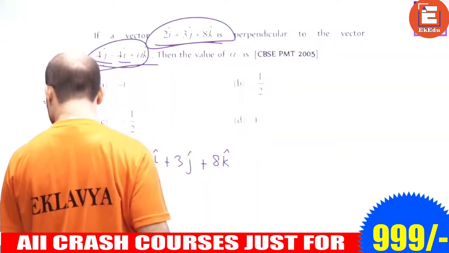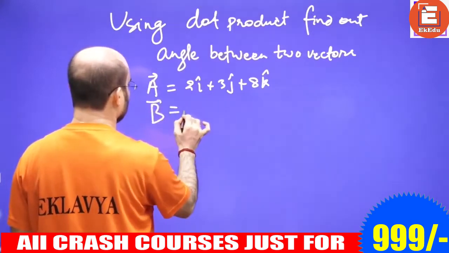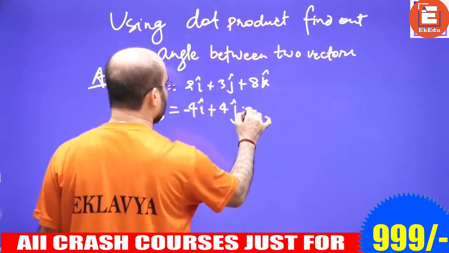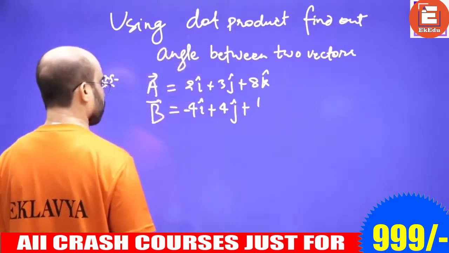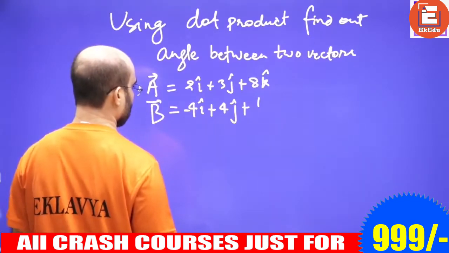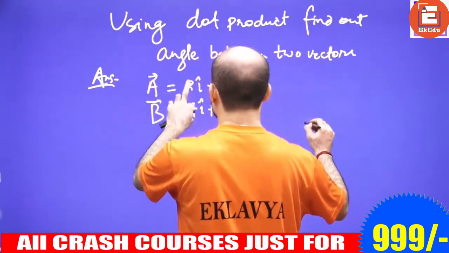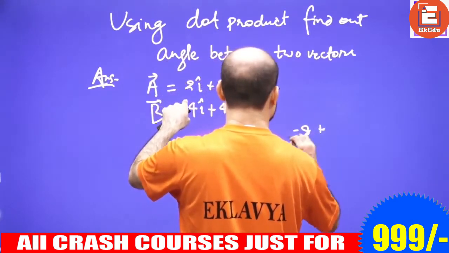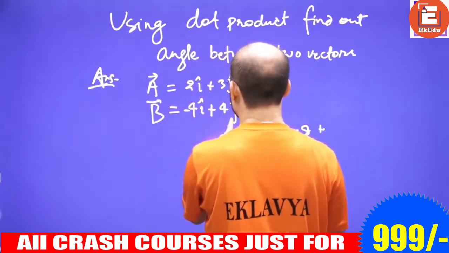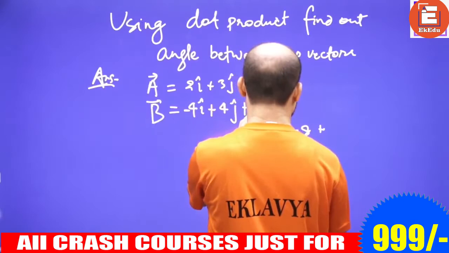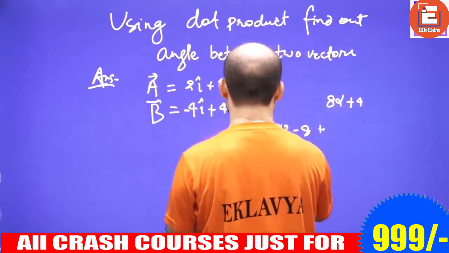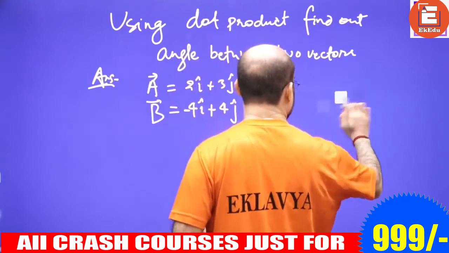Now B equals, let's say, minus 4i cap plus 4j cap plus what is it going to be? This is going to be, just have a look, minus 8 plus 12, so 12 minus this, 4 and this 4, and 8. Okay, 8 alpha plus 4, so alpha is minus half. So alpha is minus half in this case.